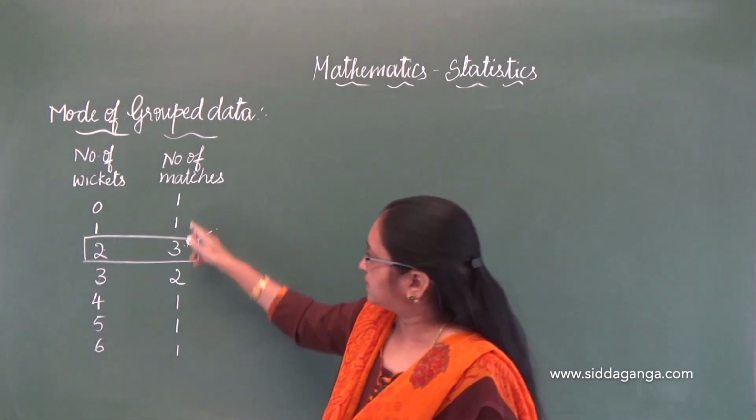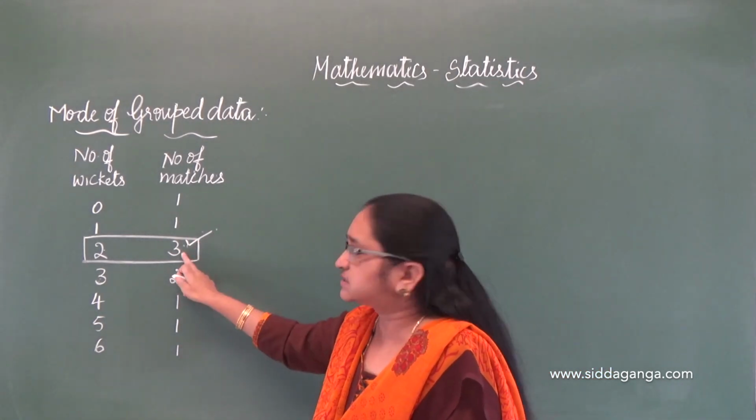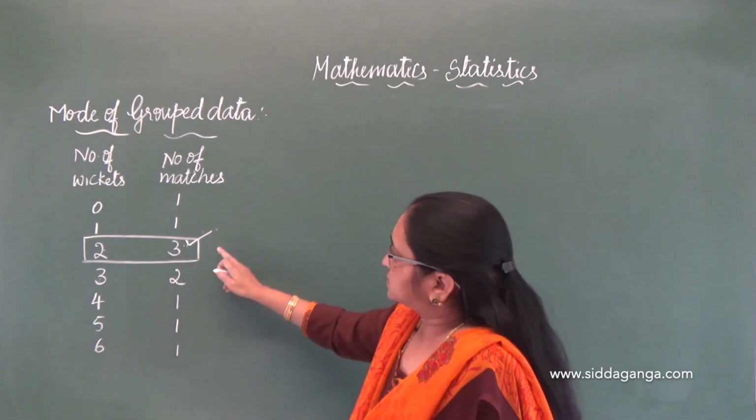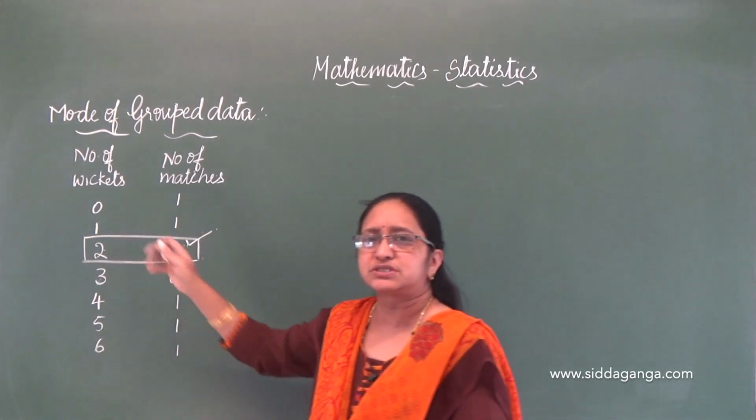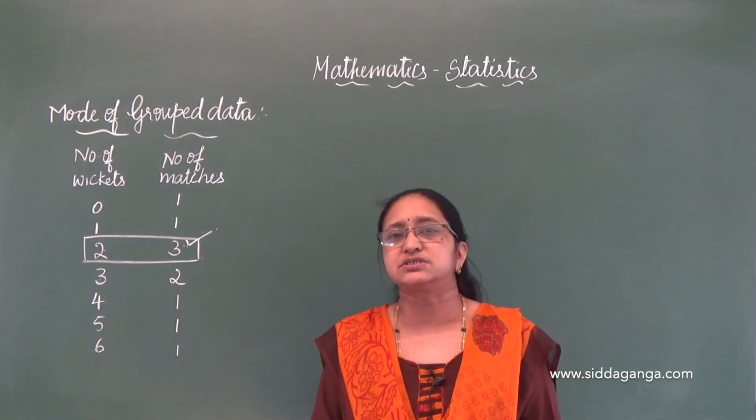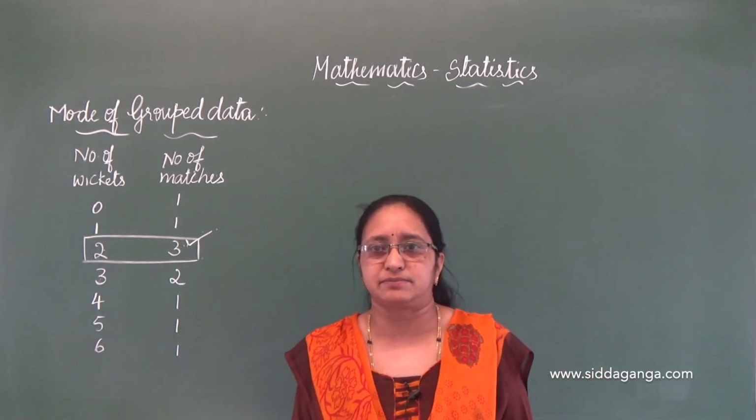So, you have to find out the maximum value which has occurred here. 3 is the maximum value. So, corresponding to that you see the number of wickets, that is 2. 2 is the mode. So this is how we find the mode of ungrouped data.